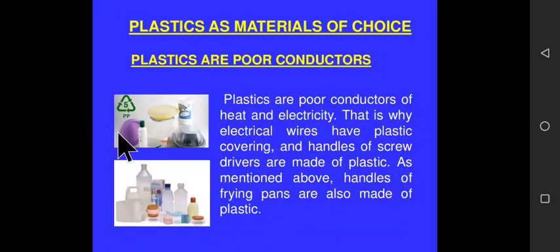Now the other point for why plastic is preferred to make different articles is that plastics are poor conductors. They are poor conductors of heat and electricity. That is why electric wires have plastic covering and handles of screwdrivers are made of plastic. As mentioned above, handles of frying pans that we use in our kitchen are also made of plastic.